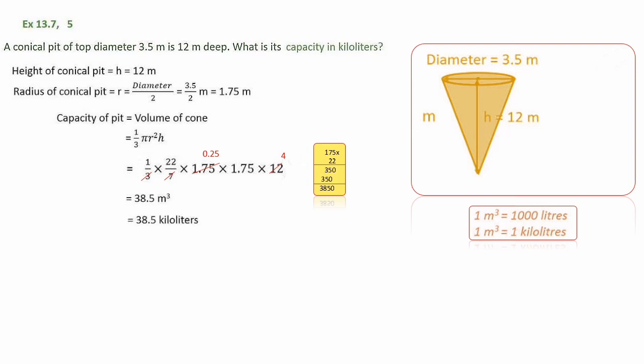So 38.5 kiloliters. Here 1 cubic meter is 1 kiloliter. Here we are having 38.5 cubic meter, means just multiply with 1. That's all, 1 into 38.5. So 38.5 kiloliters. Or simply you can change meter cube, write kiloliters. Whichever way is convenient for you, that way you can do it. So capacity of the pit is equal to 38.5 kiloliters.